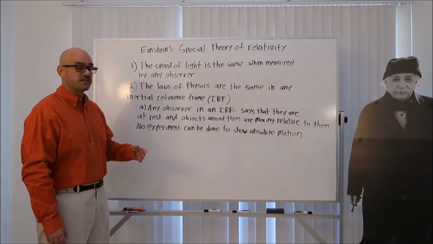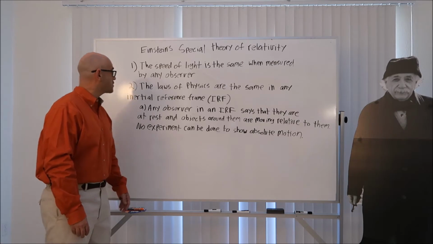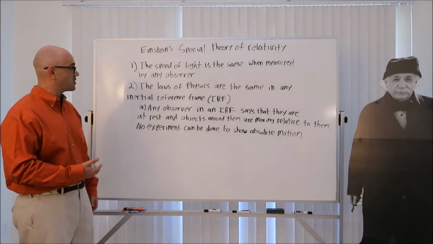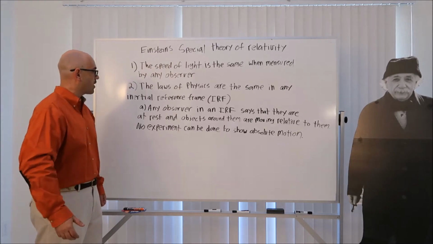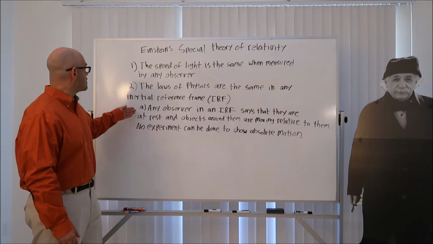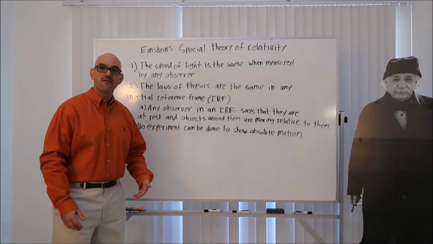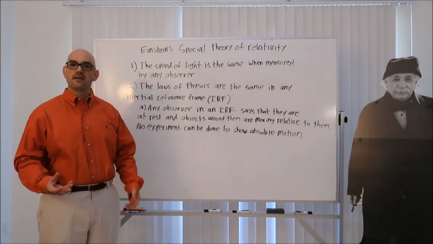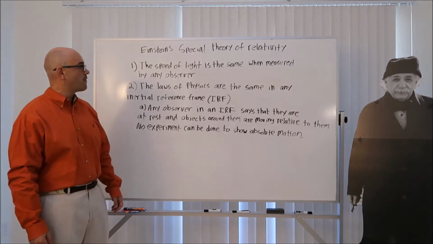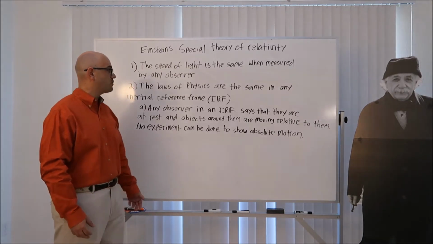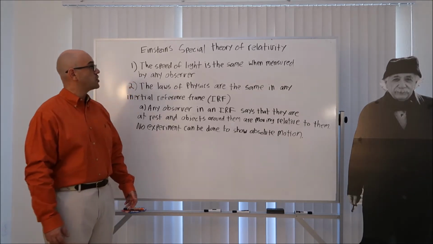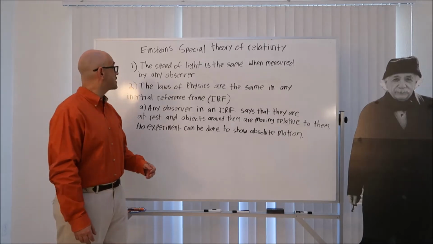The second postulate is that the laws of physics are the same in any inertial reference frame. Again, I'm going to come back and explain these two postulates, so I'll explain what an inertial reference frame is. Another way to say the second postulate that I feel is easier to visualize and easier to understand is that any observer in an inertial reference frame says that they are at rest and objects around them are moving relative to them. No experiment can be done to show absolute motion. So let's discuss these two postulates.